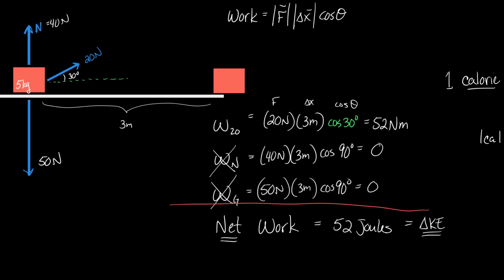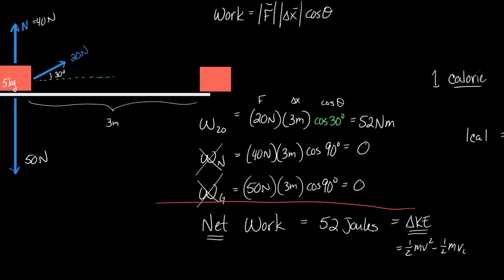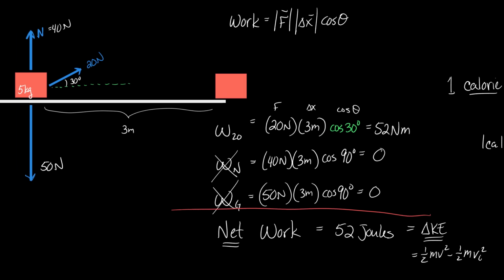Now what that means here is pretty straightforward, I hope. If the box started from rest, this equals 1/2 mv squared minus 1/2 mv initial squared. Work problems are very good at telling you how fast things are going. They're very good at dealing with velocity. Because if there is net work, there's a change in the velocity.